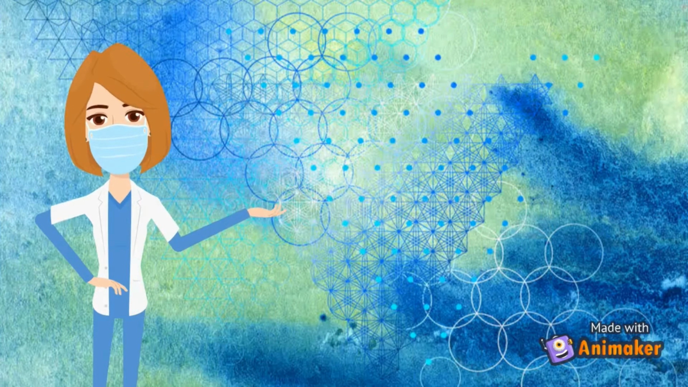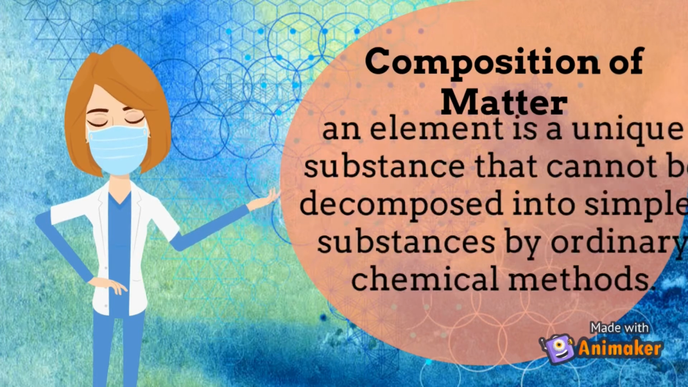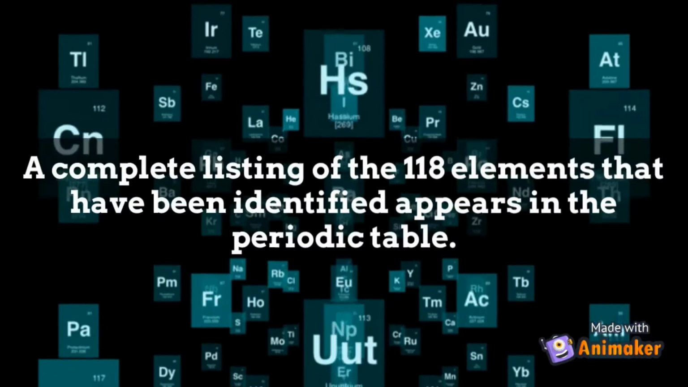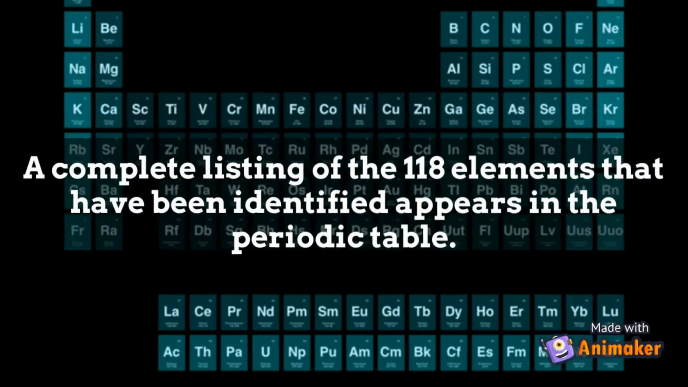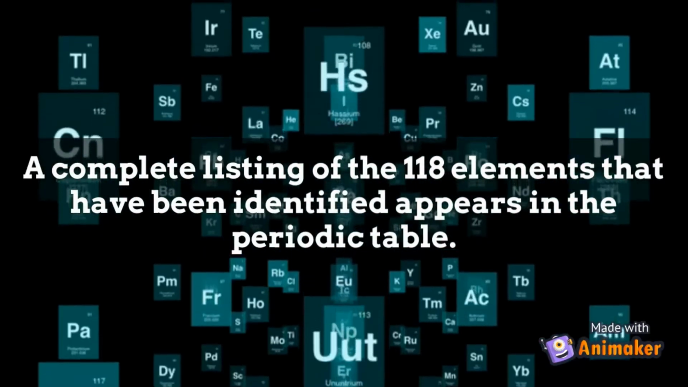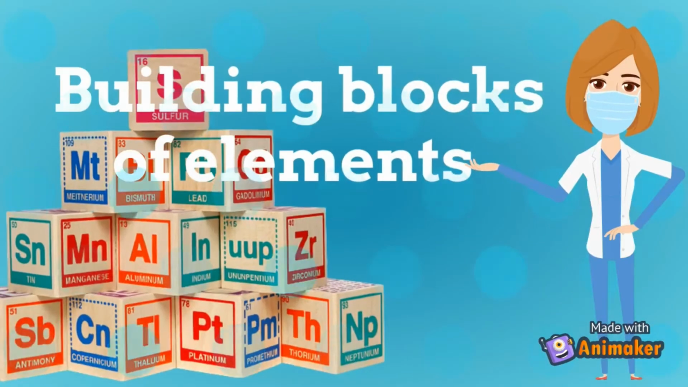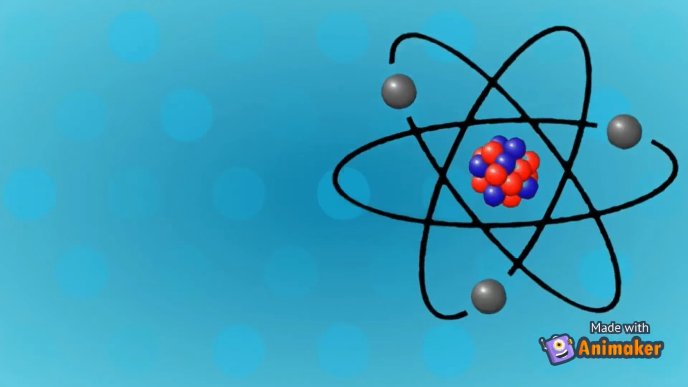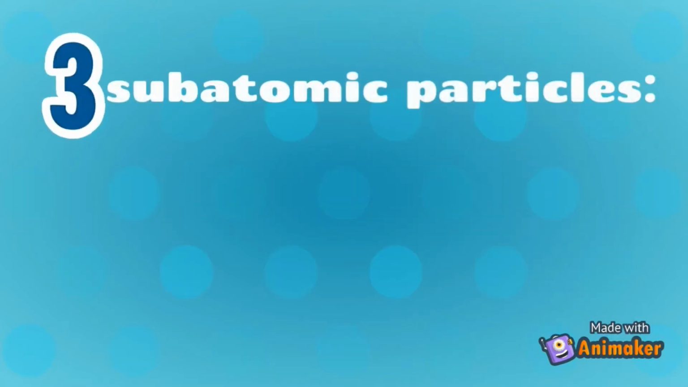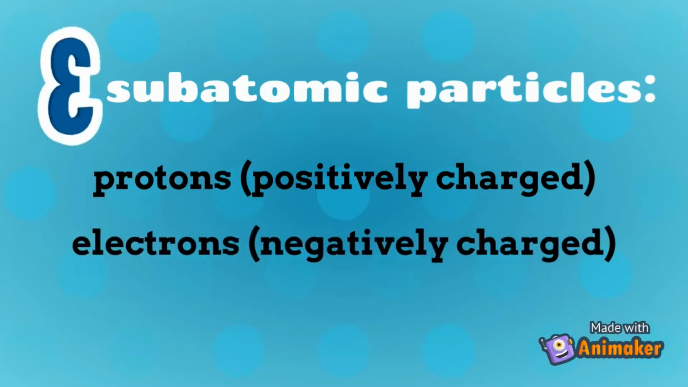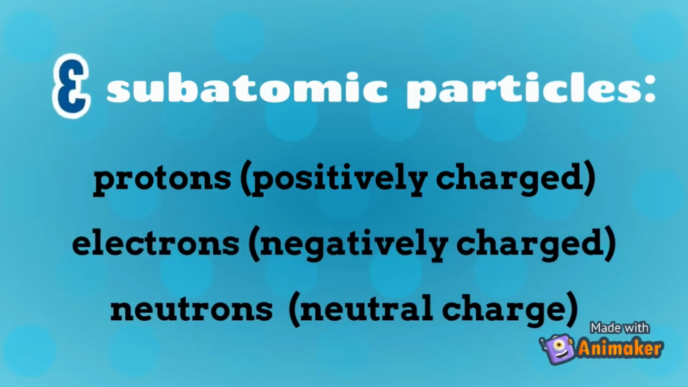Now let's move on to the composition of matter. So an element is a unique substance that cannot be decomposed into simpler substances by ordinary chemical methods. A complete listing of the 118 elements that have been identified appears in the periodic table. Moving on, the building blocks of elements are atoms, which have 3 subatomic particles: the protons, positively charged; electrons, negatively charged; and neutrons, which are neutral.